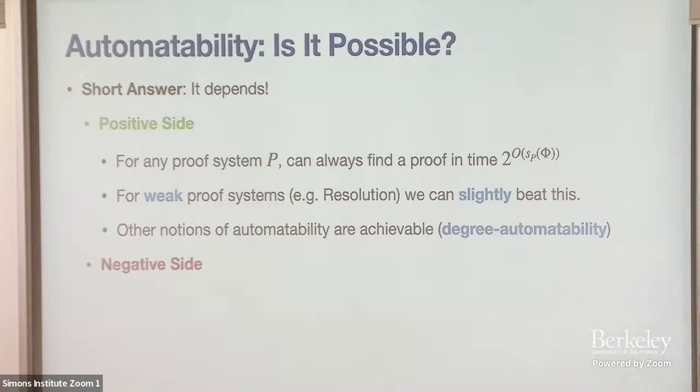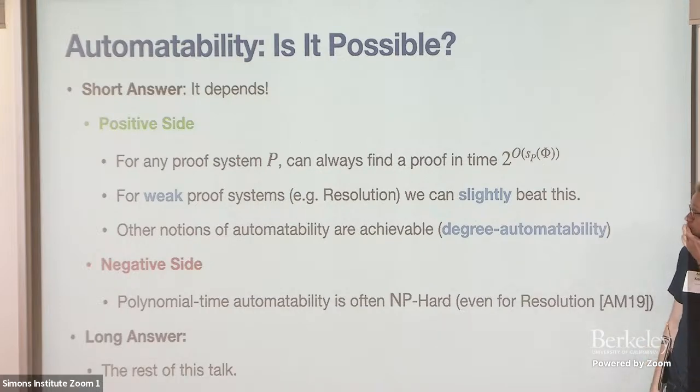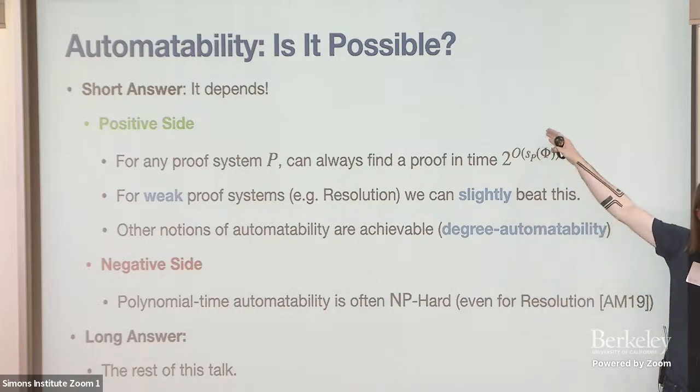On the negative side, it turns out that getting polynomially bounded automatability is often NP hard. And this is true even for resolution, thanks to this beautiful work of Albert and Moritz-Müller. And the long answer, I guess, is the rest of this talk. So yeah, any questions about this so far?